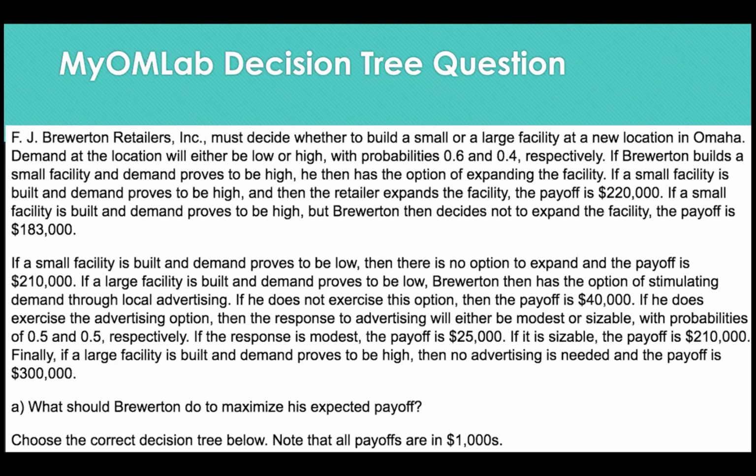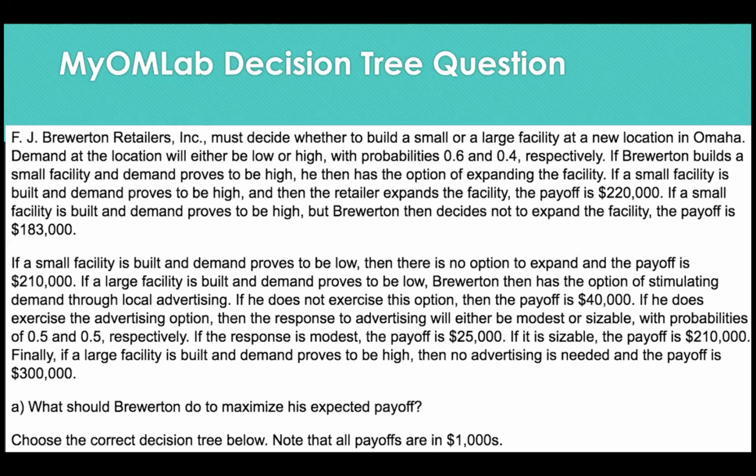If a large facility is built and demand proves to be low, Brewerton then has an option of stimulating demand through local advertising. If he does not exercise his option, then the payoff is $40,000. If he does exercise the advertising option, then the response to advertising will either be modest or sizable, with probabilities of 0.5 and 0.5 respectively. If the response is modest, the payoff is $25,000. If it is sizable, the payoff is $210,000.